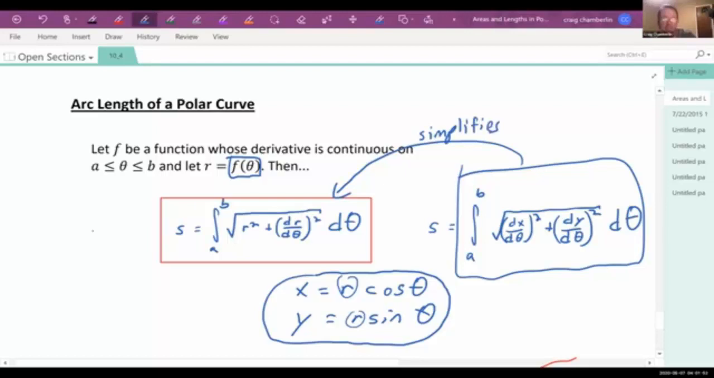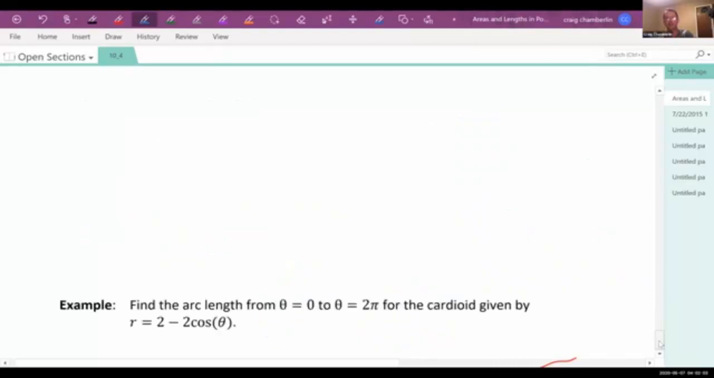And this is an easier formula to use for polar curves. So that's the one we're going to use. Let me show you just one more example. I know it was a lot tonight, and then that'll be it. And we'll use this formula.